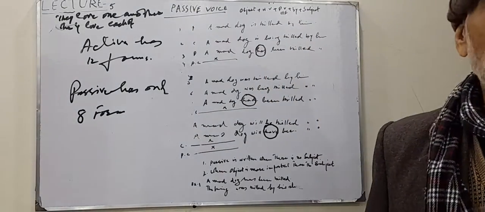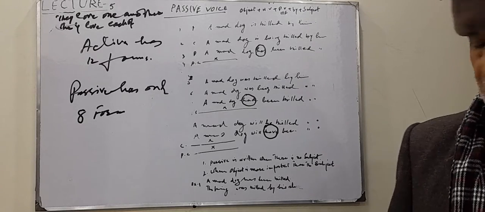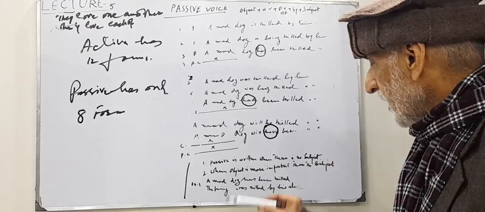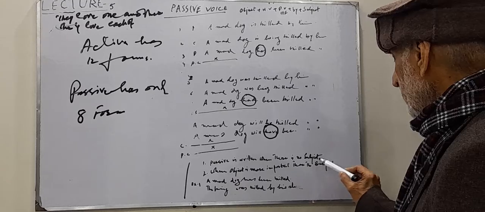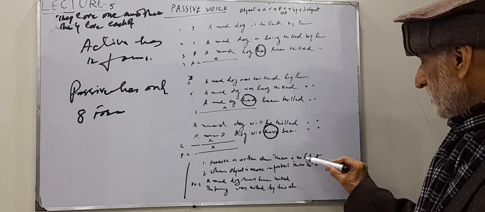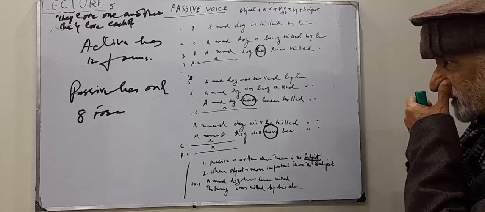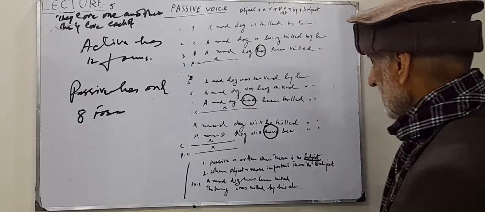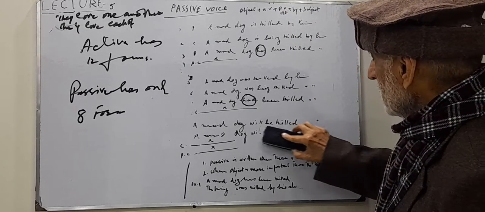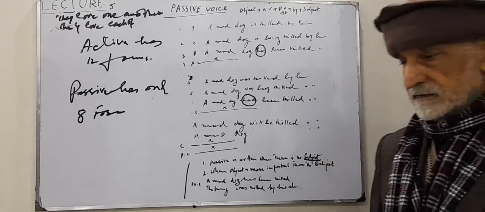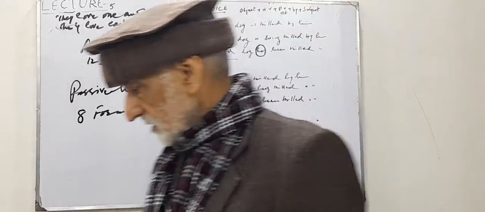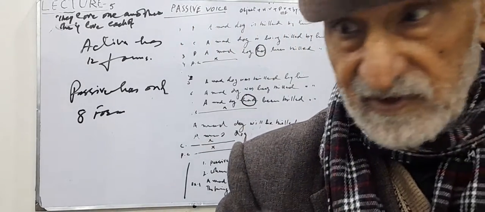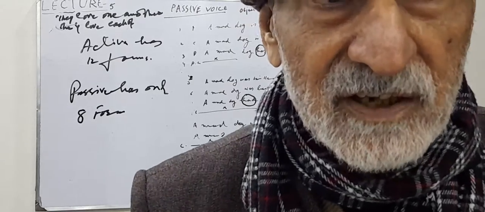Now, one question more, very important. When do we use passive voice? One, passive is written when there is no subject. No subject. A dog will be killed. Who will kill? It's not there. We are to start the sentence with an object because the subject is not there.